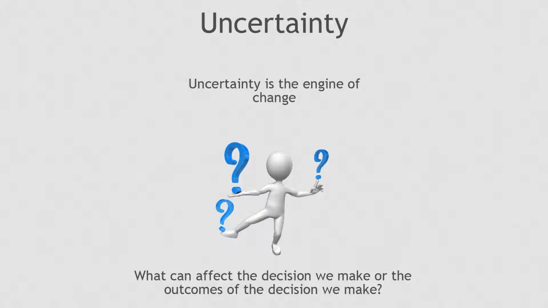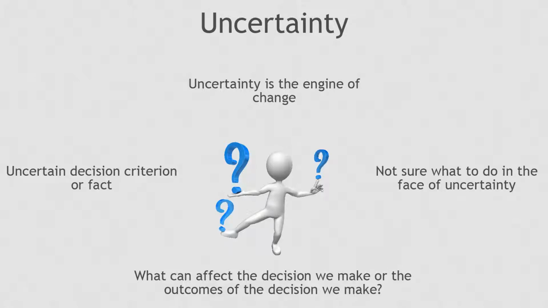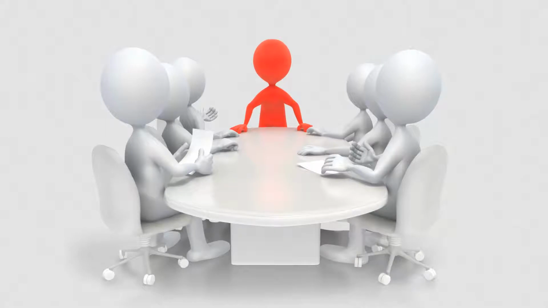Uncertainty is the engine of change here, and it affects decisions in one of two primary ways. First, there may be a decision criterion like cost, the magnitude of an environmental effect, a benefit-cost ratio, the public's reaction, or perhaps some important fact that is not known with certainty. Second, you may understand the uncertainty inherent in the decision and just not know what to do in the face of that uncertainty. What can you do to meet these challenges? You can change the decision meeting starting today.